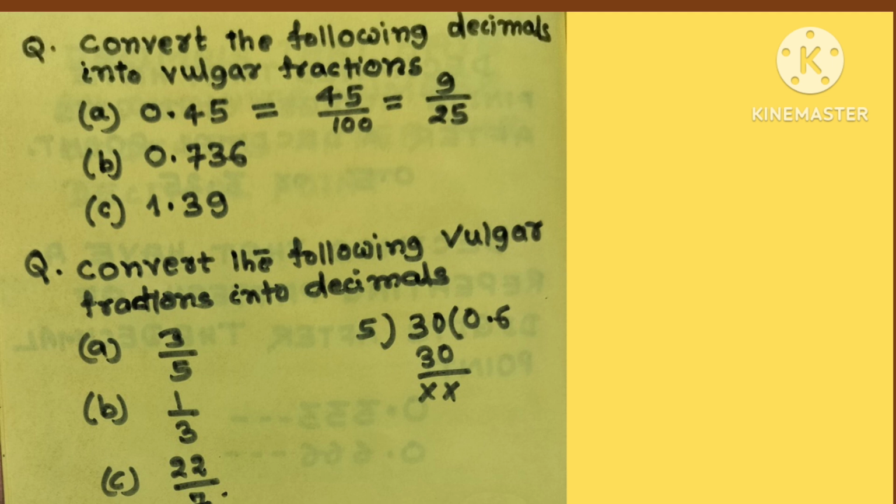0.45 can be converted easily as 45 by 100, that is equal to 9 by 25. So in this way we can convert this decimal to vulgar fraction. Similarly, we can convert the following vulgar fractions into decimals also. Dividing 3 by 5 we will get 0.6. So in this way we can convert decimals into vulgar fraction.